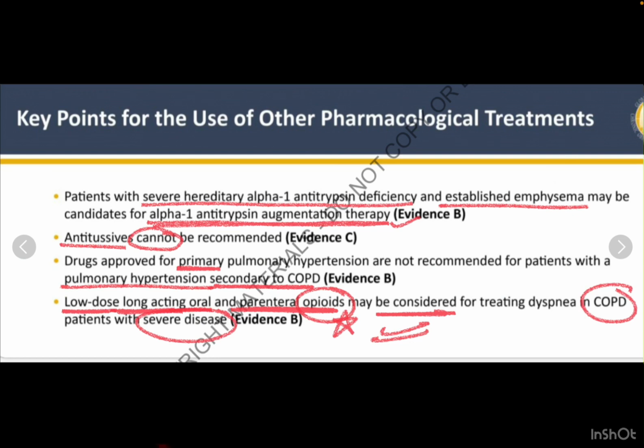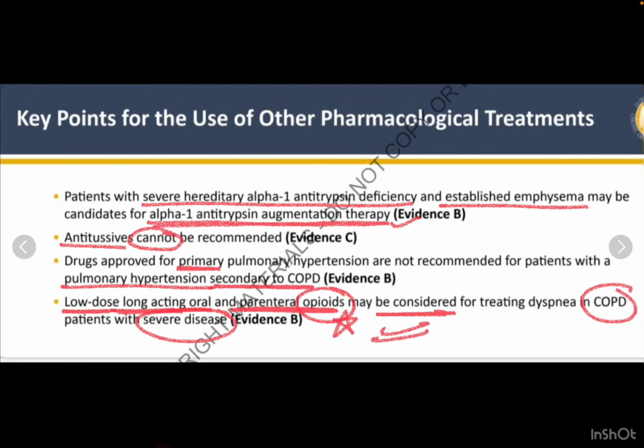Then the key point about other pharmacological treatment: if the patient has severe hereditary alpha-1 antitrypsin deficiency and established emphysema, then alpha-1 antitrypsin augmentation therapy is recommended. We do not recommend antitussive drugs. Drugs approved for primary pulmonary hypertension should not be given if the pulmonary hypertension is because of COPD. So if pulmonary hypertension is because of COPD, we should not give those drugs which we have to give for primary pulmonary hypertension.